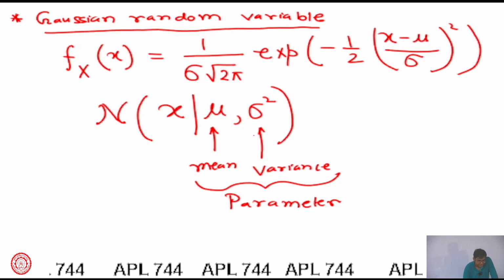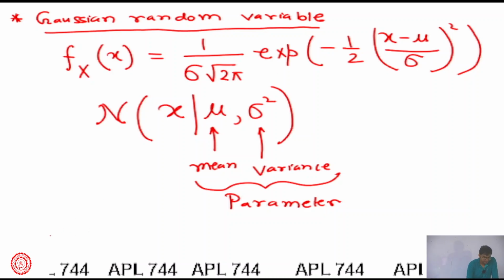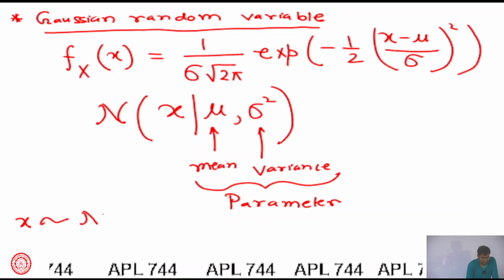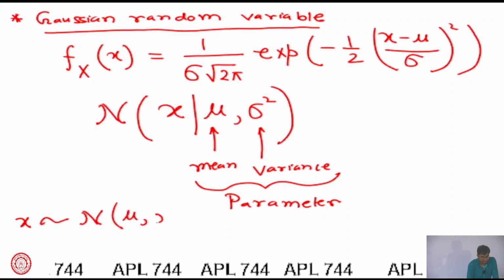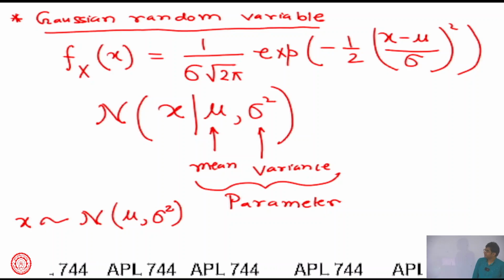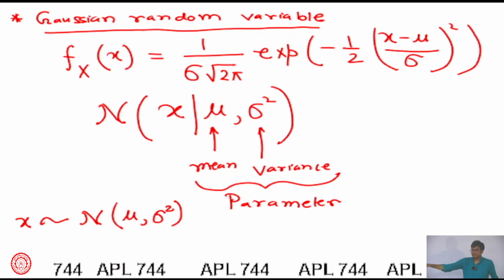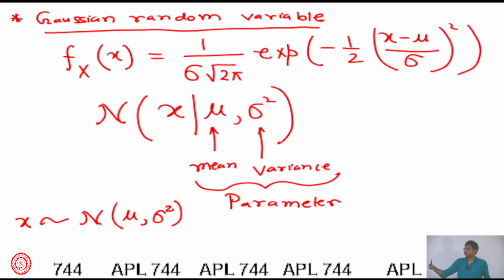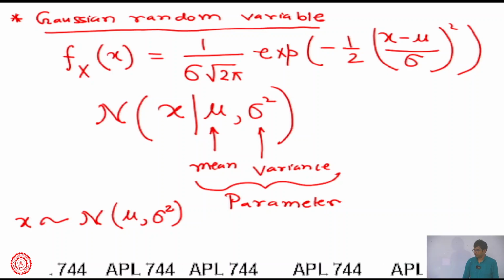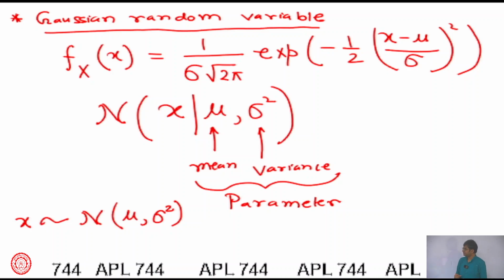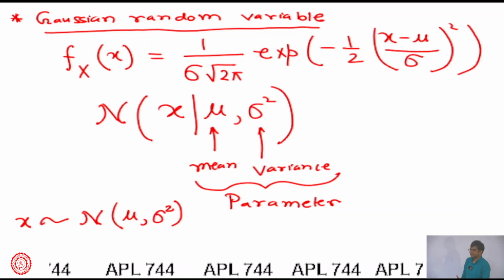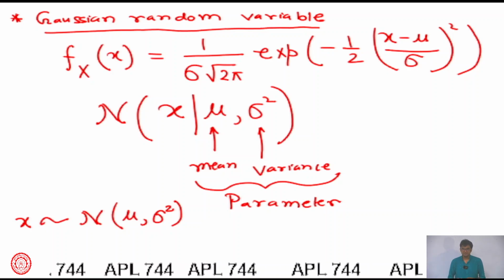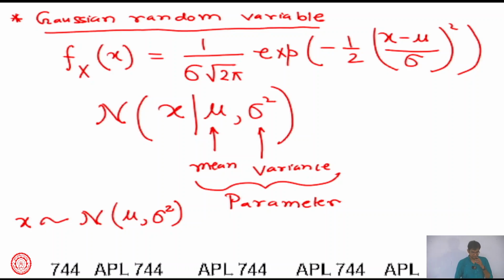So, the other way of writing Gaussian distribution is, if you assume x to be a sample drawn from a Gaussian distribution, this kind of notation is also commonly followed. So, in this case, it means that x is a sample drawn from the Gaussian distribution with mean mu and variance sigma square. So, these are just notations, or representations, for ease of communication.